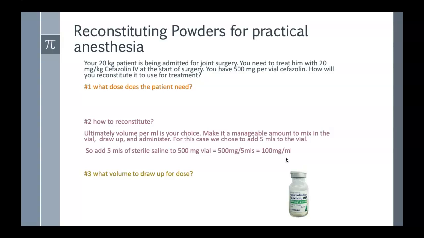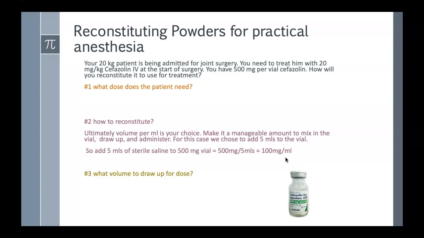Okay, so let's look at reconstituting powders for practical anesthesia. Your 20 kilogram patient is being admitted for joint surgery. You need to treat him with 20 mg per kg cefazolin IV at the start of surgery. You have a 500 milligram per vial cefazolin. How will you reconstitute it to use it for treatment?